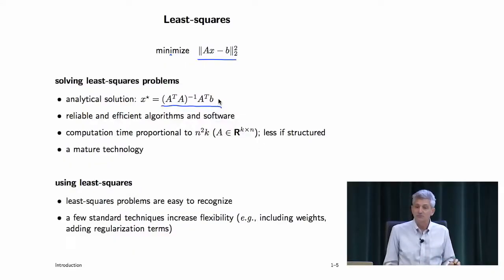It's just A transpose A inverse A transpose B, right? So that's it. That's a good chunk of what we did in EE 263. And I might add many other classes, right? In statistics, it's called regression. Okay, it's got lots of names.